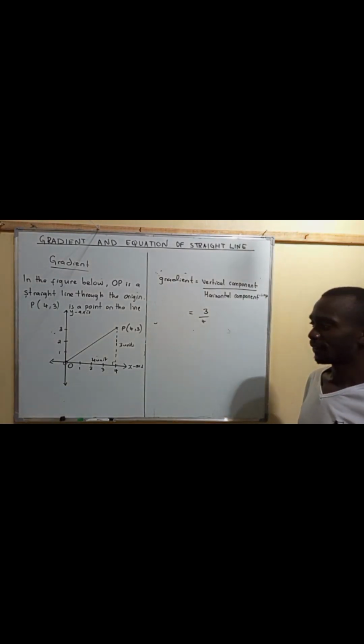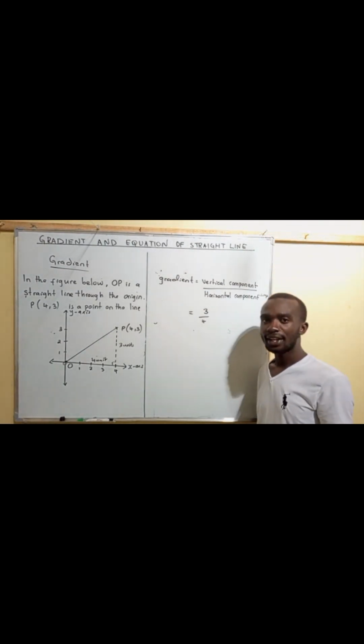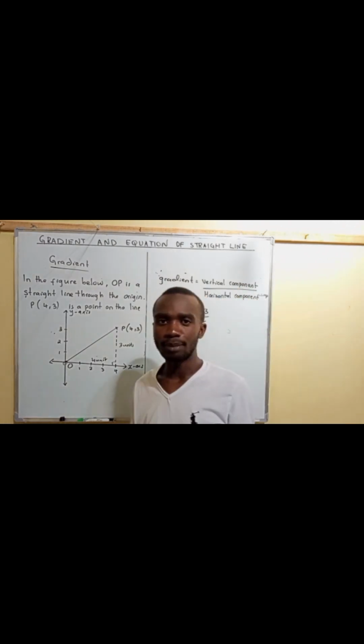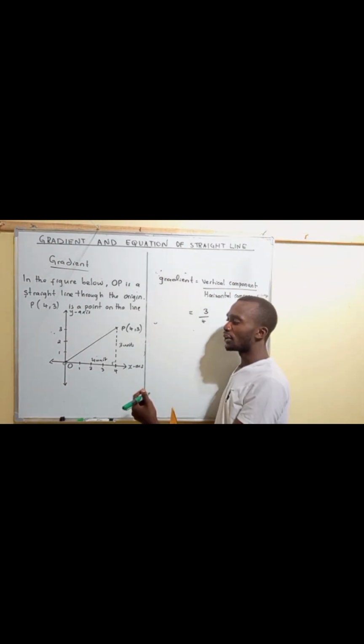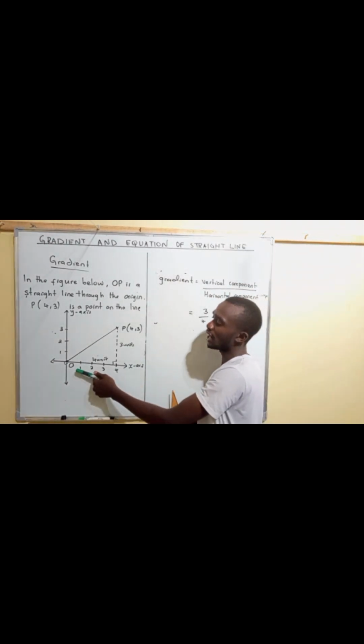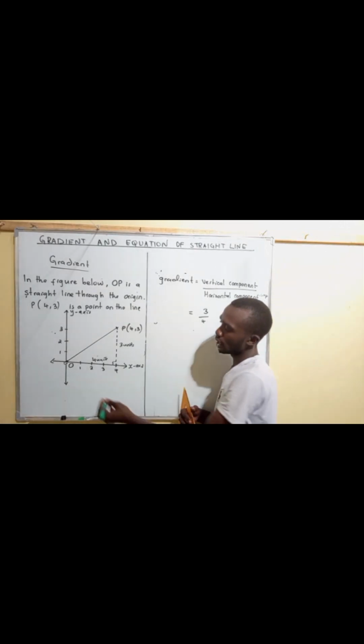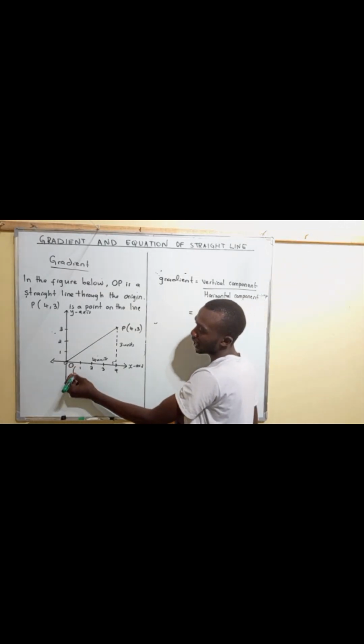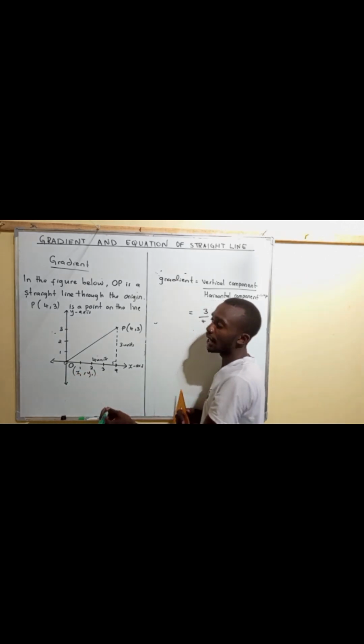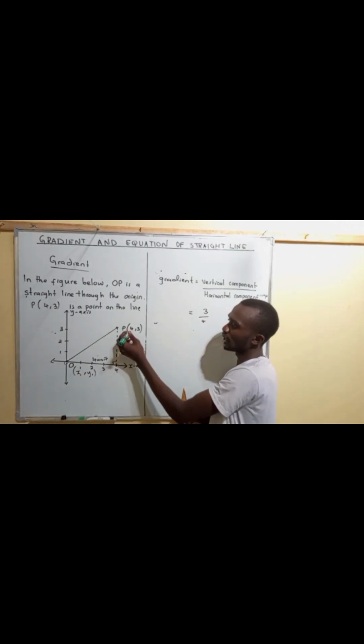Now, in summary, we can find the gradient of any given line by using the formula. We'll now assume that we don't have point O, which is 0, 0. We assume the coordinates of point O, we can call it x1, y1. And the coordinates of point P, we call it x2, y2.